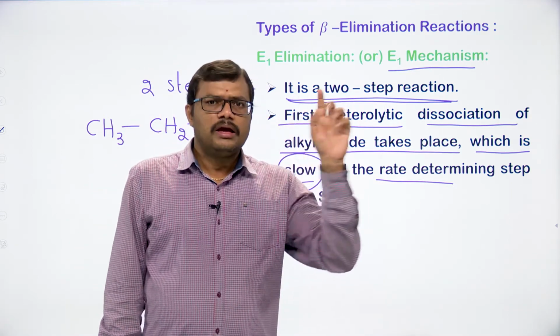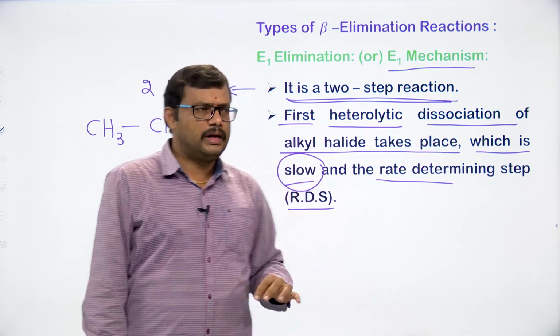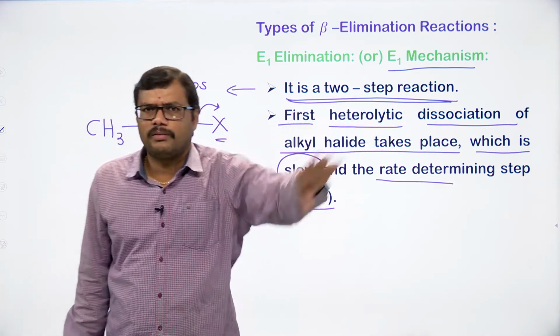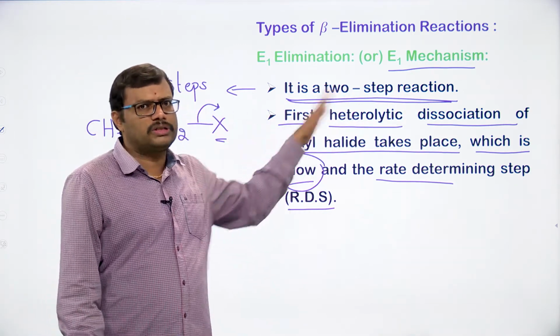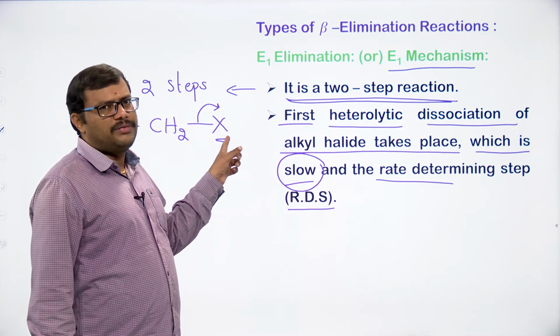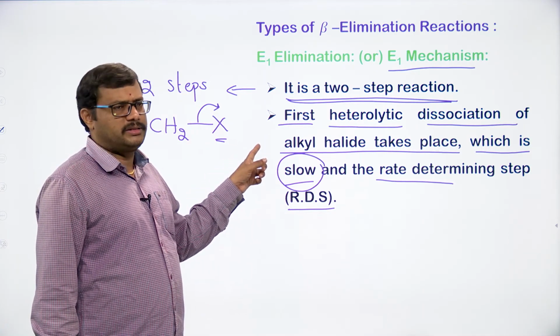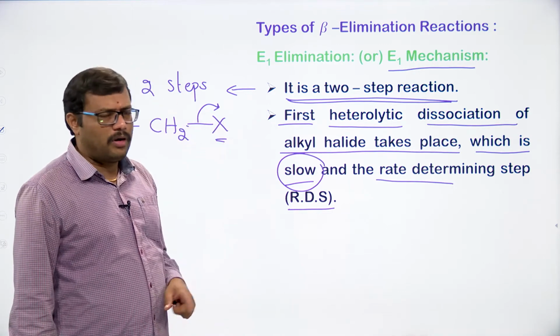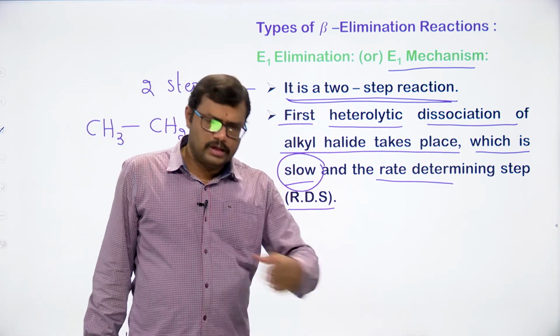First step is removal of the halogen, that is, heterolytic cleavage of the alkyl halide takes place, so that X is removed in the form of X minus. When X minus goes away, it takes the bonded pair of electrons with it, so it goes out as a negative ion. So, carbon always gets a positive charge, and this breakage of the bond is the slow step, it slowly breaks down.